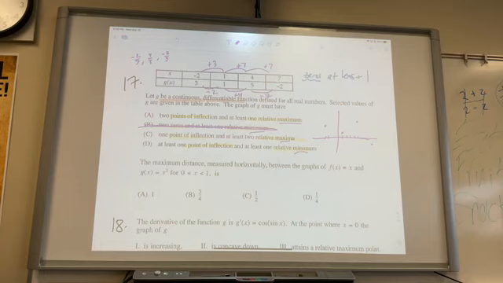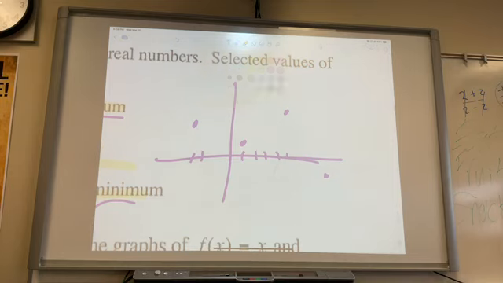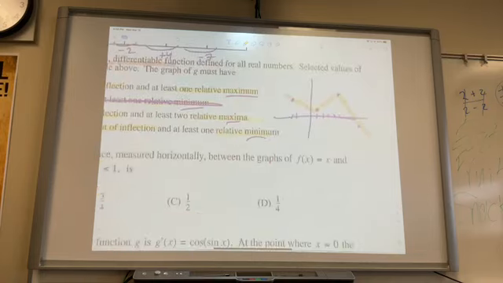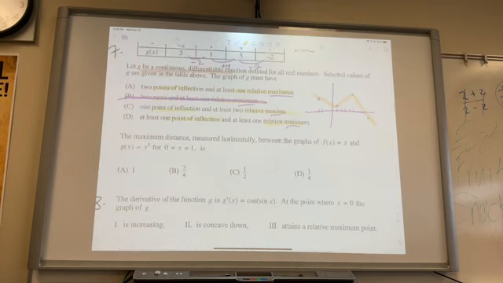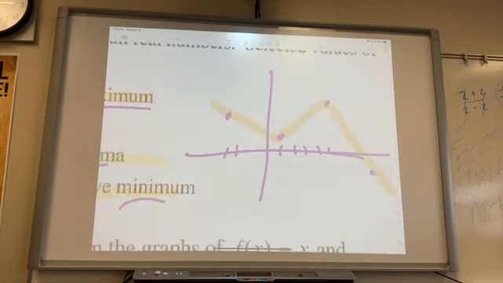Okay, guys, listen. If I plot these points and connect them, it has to have at least one relative min, doesn't it? Yep. It has to have at least one relative max. It doesn't say it's a polynomial, right? So theoretically, couldn't it be 3 line segments? In which case it would have no points of inflection.